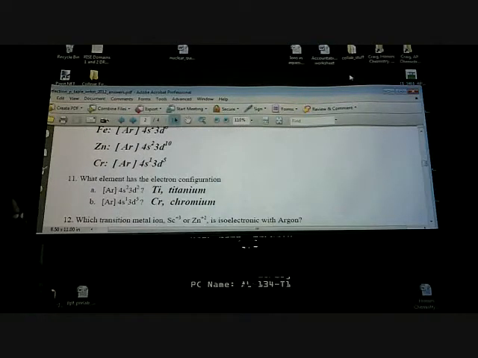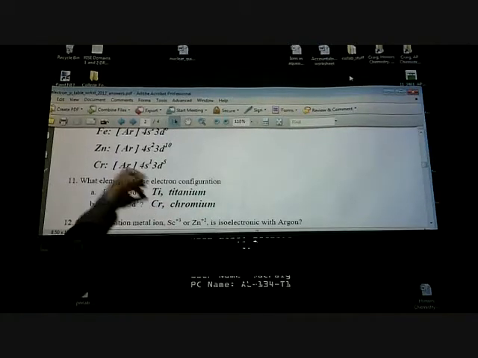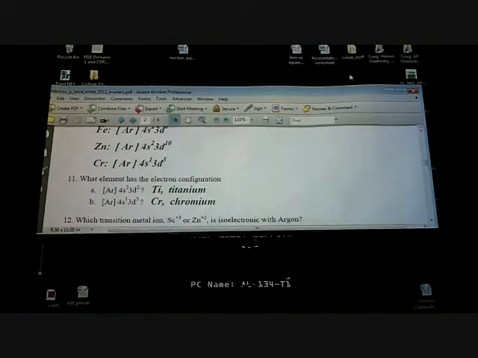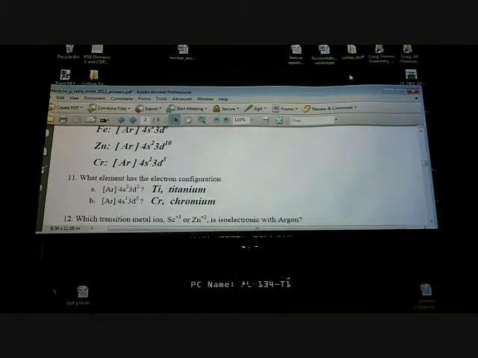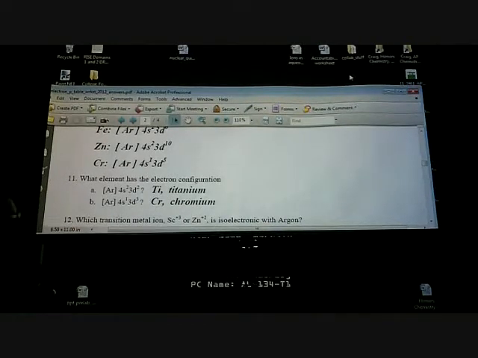Number 11, what element has the electron configuration? Be sure you can do those. So again, just rewriting what we did up here. So titanium and chromium. Easy points, right? All day, great.